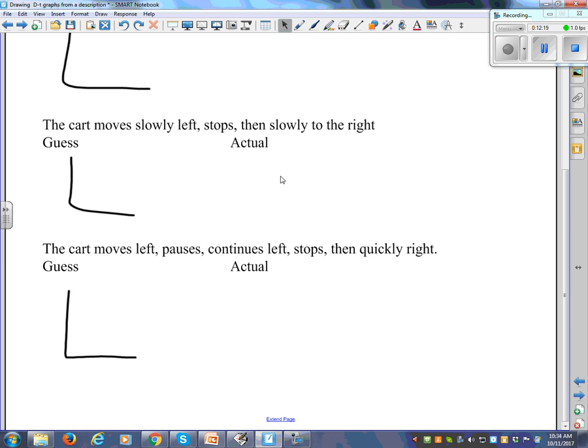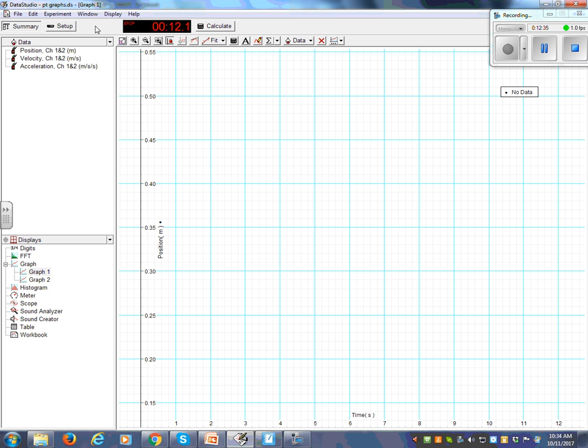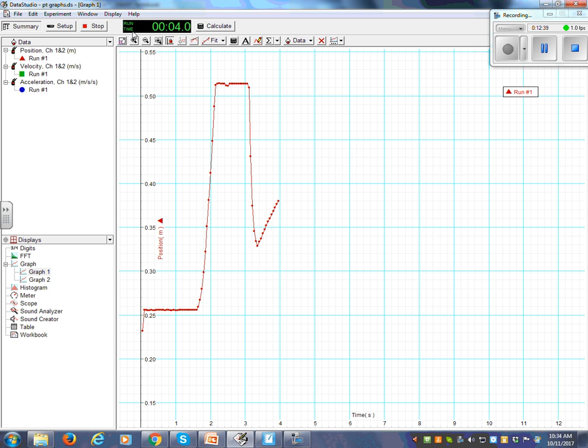So the first one is the cart moves to the right and then immediately to the left. So it's going to go, I'll start it like about there. It's going to go right, and then real quick it's going to go back, right? That's what I'm going to do. Now, what happened there? Yeah, I'm not happy with that.